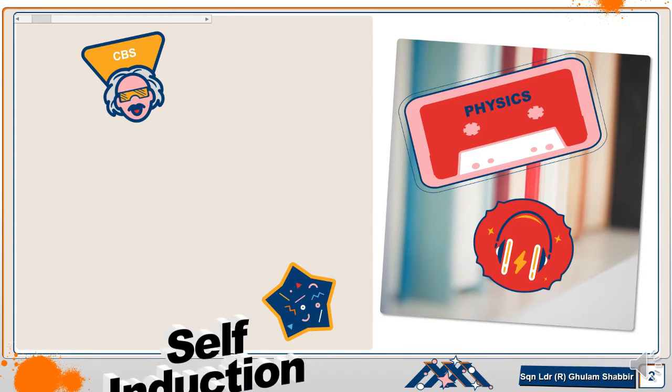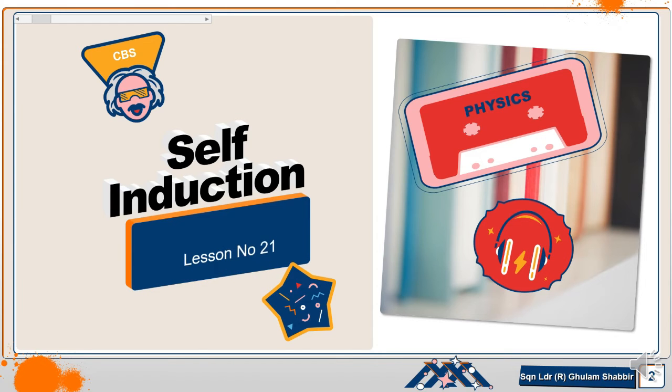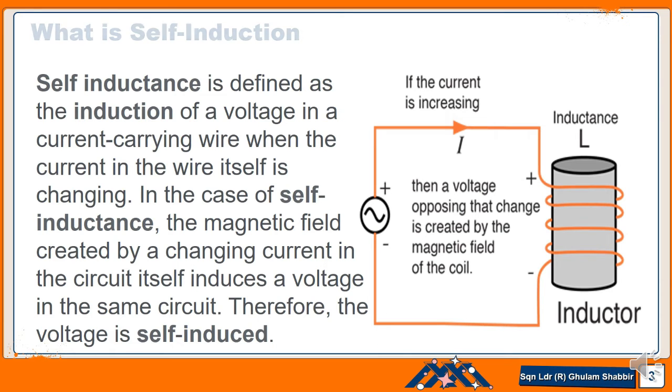Students, we are in grade 11 and today's lesson number 21. We are talking about self-induction. As in the previous lessons, we have discussed electromagnetic induction, then mutual induction, and then the example of the transformer, which is the application of mutual induction. And today we are going to discuss self-induction.